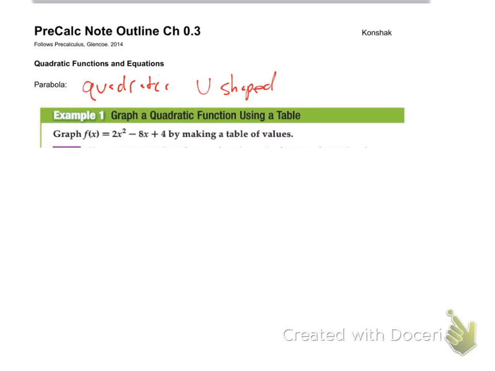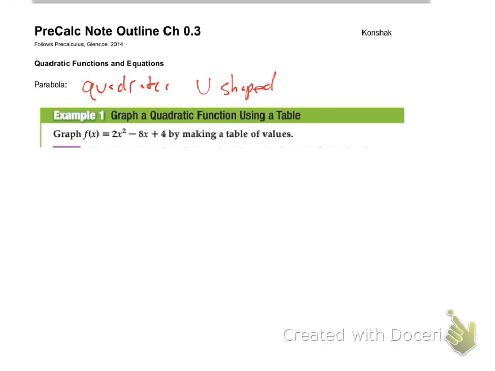The example 1 then. y equals 2x squared minus 8x plus 4. Is this opening up or down? Why are you saying down? What's negative? Negative 8x. Because of the negative 8x, it opens down. Is this true? No. I hear a no. It's opening up.